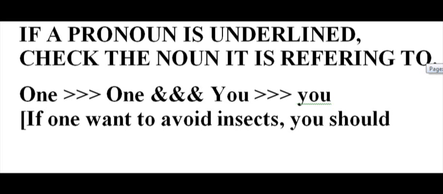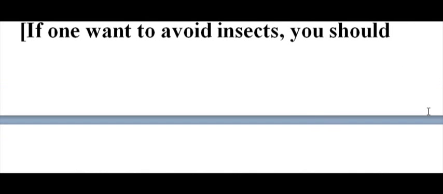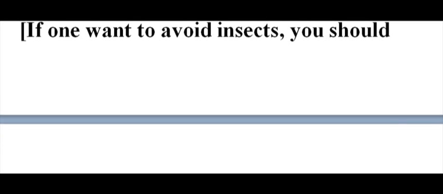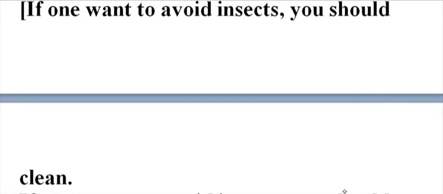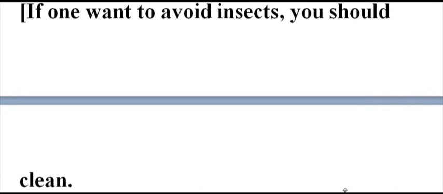If one wants to avoid insects, you should clean. Do you understand what that means? Yeah, I'm pretty sure that you do. If one wants to avoid insects, you should clean. Now let me ask you, is that correct? Are we allowed to say it like that? If one wants to avoid insects, you should clean. No, it's not correct. That sentence is not consistent. That sentence has one and you in the same sentence. Different clauses, same sentence. We need consistency. One has to be with one and you has to be with you.